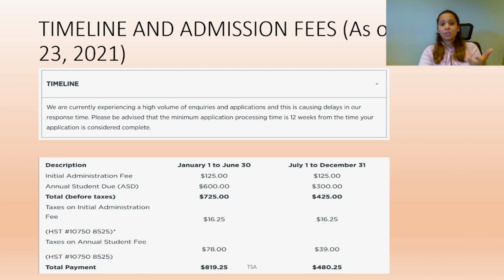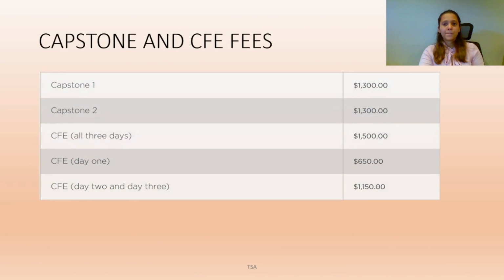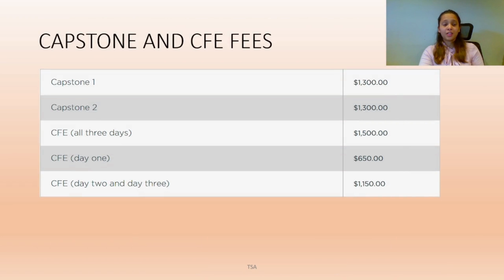So you can see that the total payment is approximately $819 and $480. Now the last slide is Capstone 1 and Capstone 2 fees, which is $1,300 each, which are optional now. And the CFE fees for all the 3 days is $1,500, but you can also decide to appear for just day 1 or just day 2 and 3, which is $650 and $1,150.